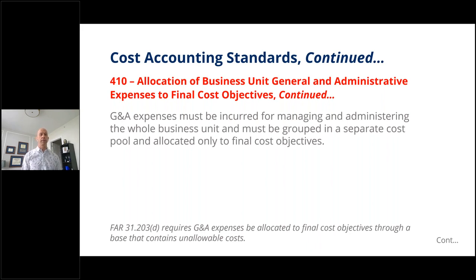CAS 410 describes it as G&A must be incurred for managing and administering the whole business unit. Remember, that's what I said before, when we talked about overhead, we talked about costs for supporting clients or customers, or supporting projects in general. But the G&A was the cost of running the business overall. And here specifically, CAS 410 says that G&A costs need to be grouped in a separate cost pool.